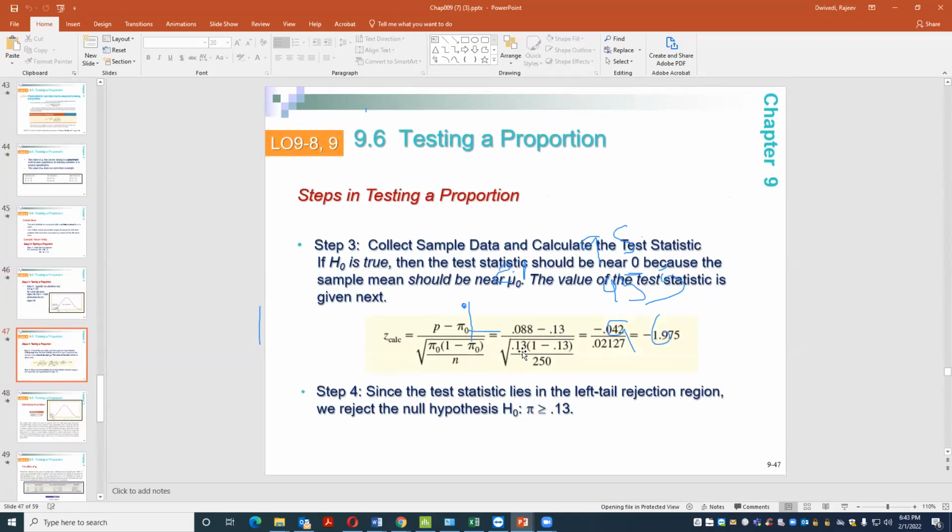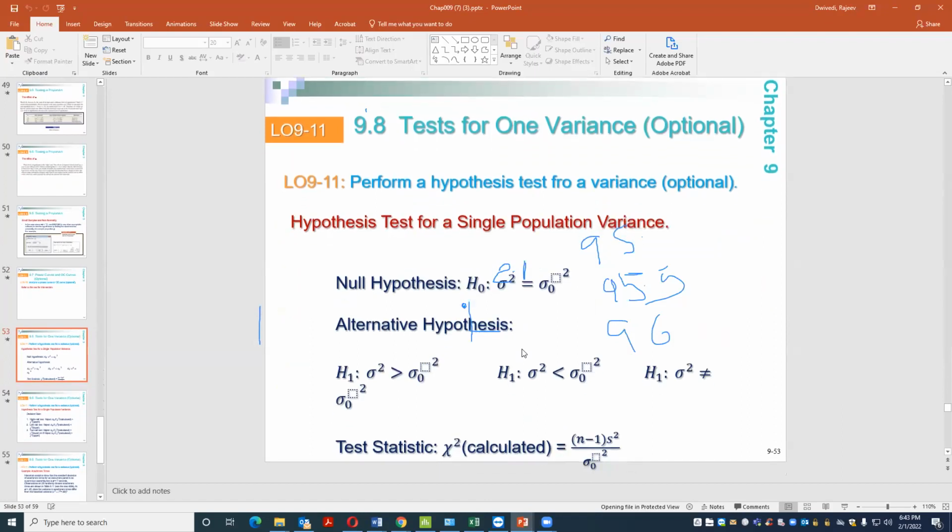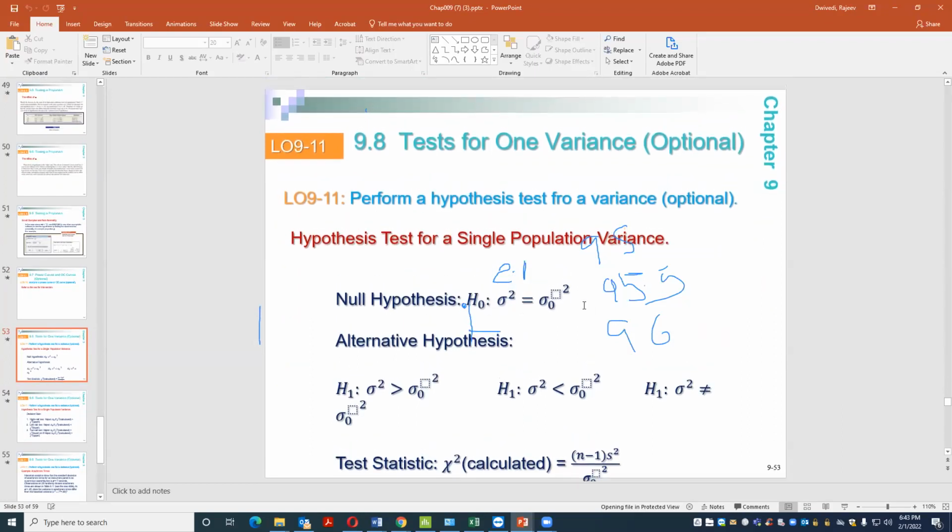Similarly, variance. So variance is sigma square equal to sigma 0 square. That means both variances are equal, or one is equal, one is bigger. So basically this is explained in this manner. So variances are equal, population variance is smaller than sample variance.